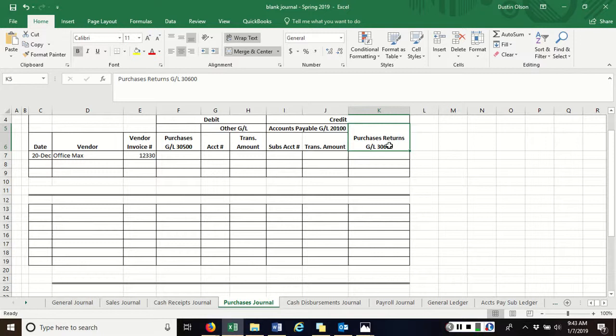So in this case, we're buying something on account. We're not paying for it. Our accounts payable is getting bigger with a credit. So we'd write in our account number for them and the credit entry of $2,400.